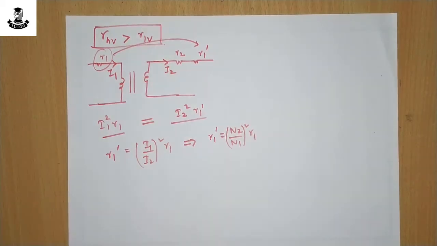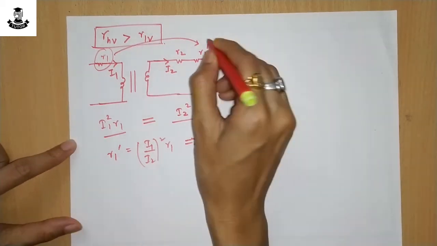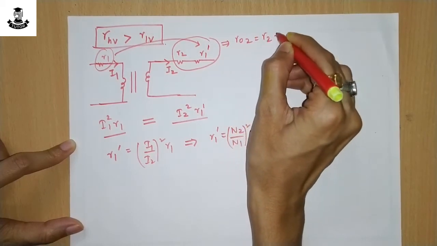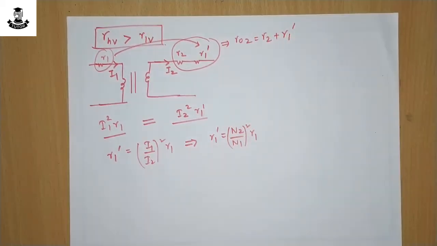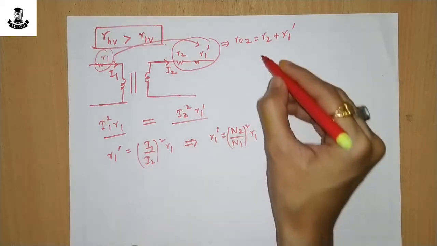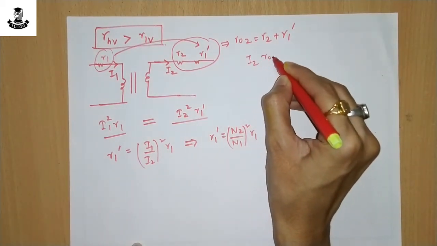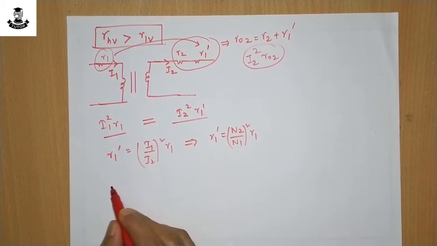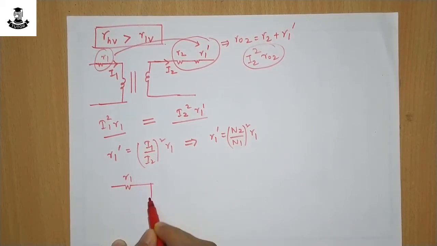Here R1 is the primary winding resistance referred to primary. R1 dash is the primary winding resistance referred to the secondary. Hence, what we can say that total secondary resistance is given as R02 is equal to R2 plus R1 dash. Hence, total copper loss on the secondary side is I2 square R02. Similarly, if the secondary resistance is transferred to the primary, suppose we are having this circuit.